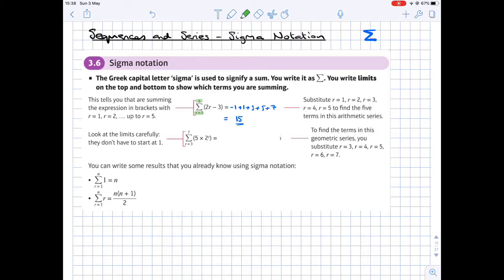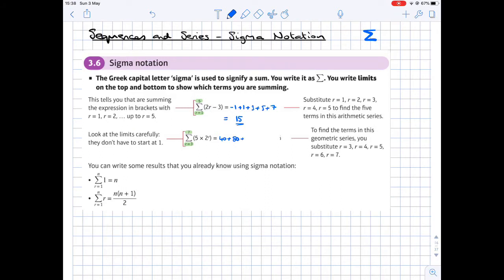On the second one, you'll notice we go from the third term to the 7th term. So we need to find what the third term is. The third term is 5 times 2 to the power 3. So 2 to the power 3 is 8, times 5 is 40. When r is equal to 4, 2 to the power 4 times 5 is 80.